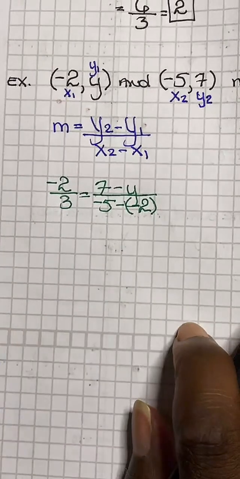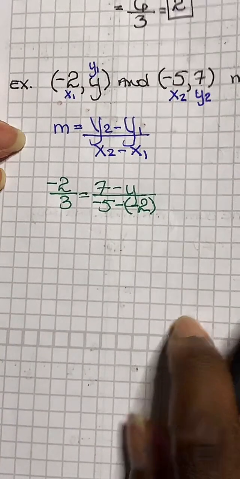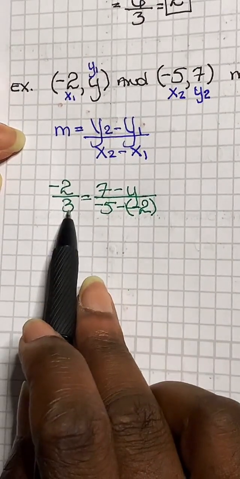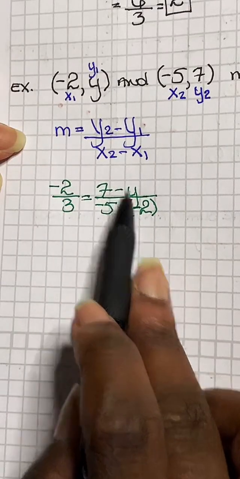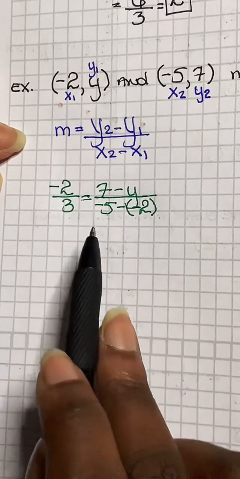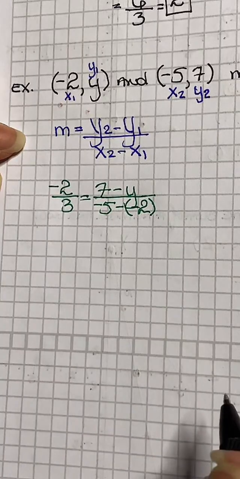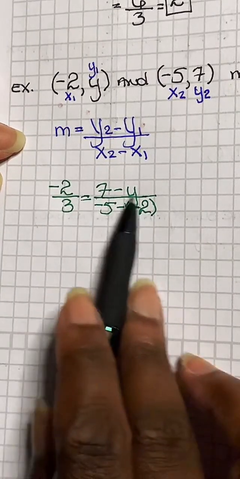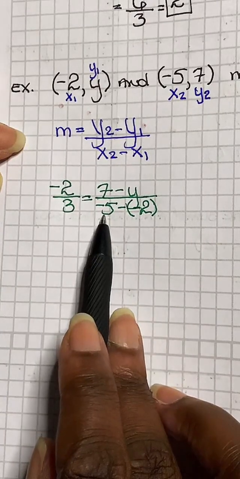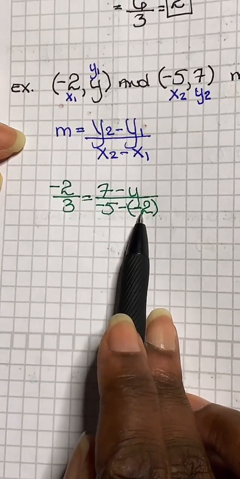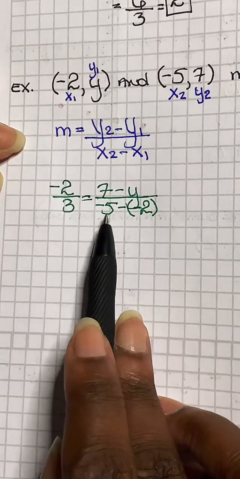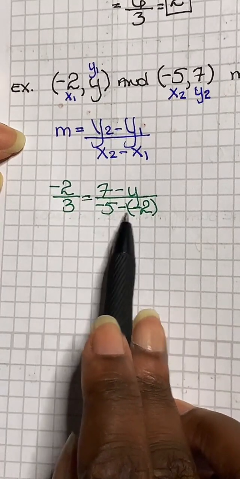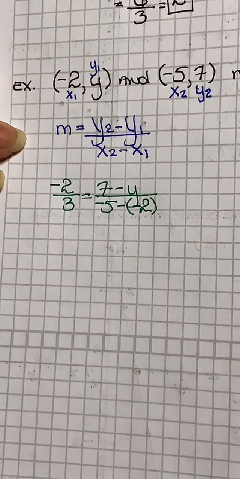Thank you so much. Now, we have a fraction equaling a fraction. This is what's called a proportion. So we can clean things up by getting this negative 5 minus a negative 2. So what's negative 5 minus a negative 2?